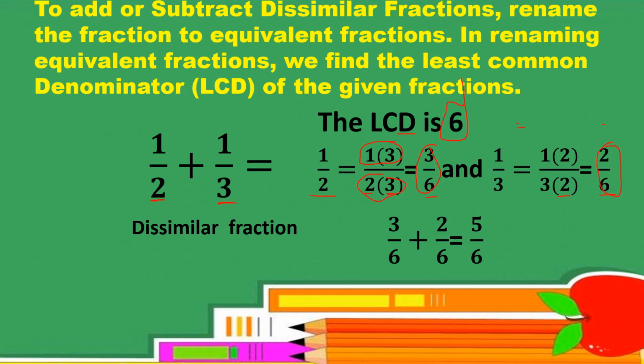So, you copy now: 3 over 6 plus 2 over 6. Kung mapapansin nyo dito, they are already equivalent fractions, or they are similar fractions already. So, you can now add the numerators and then copy the denominator. So, 3 plus 2 is 5, and then you copy the denominator which is 6. So, meaning to say, 1/2 plus 1/3 is 5 over 6.